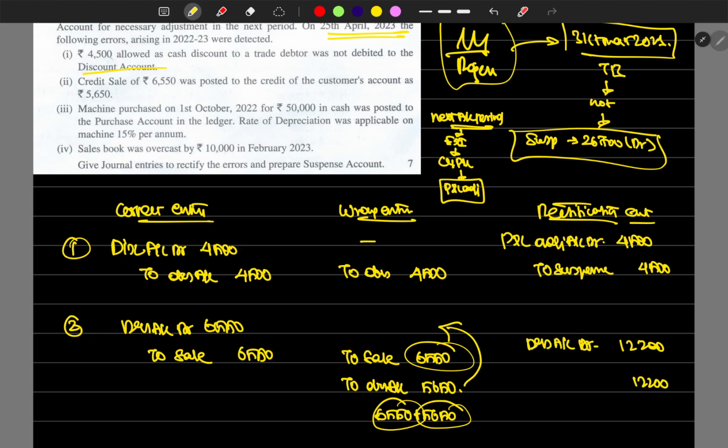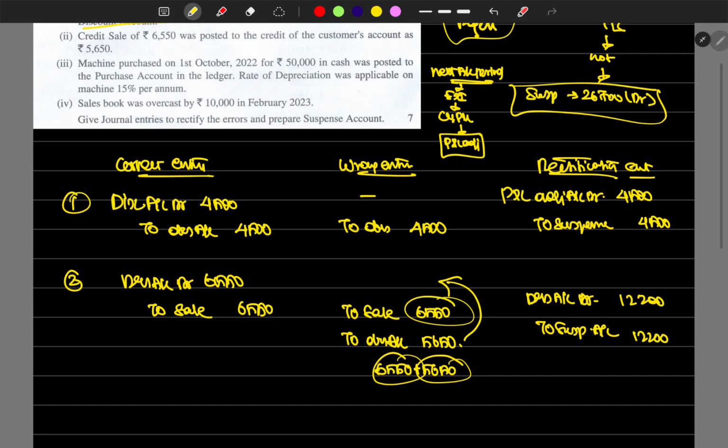Debtors account debit. The sale they have recorded properly, so we have to put the other side to suspense account. We have reversed the wrong balance and added the correct balance. So the entry is debtors account debit to suspense account. Sale is properly credited, so we use suspense here.